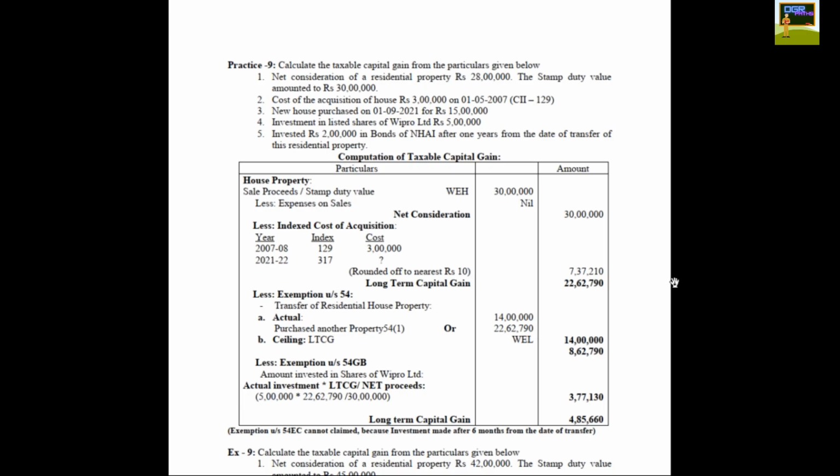Cost of acquisition of the house is 3 lakh on 1/5/2007. Index for the year is 129. New house purchased on 1st September 21 for 15 lakh. So this is the transfer of residential property, so we can claim exemption under section 54.